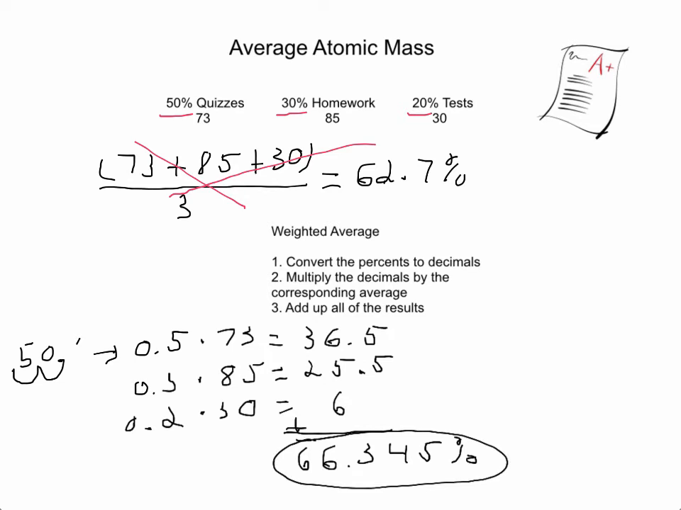So you can see that our average, when taking into account that quizzes are worth more than homeworks, which are worth more than tests, our average goes up. It becomes 66 instead of 62, which is a considerable difference. So now let's see how this actually applies to atoms.